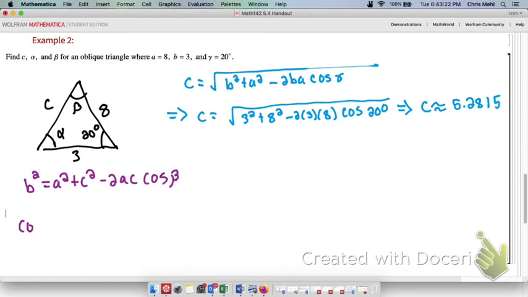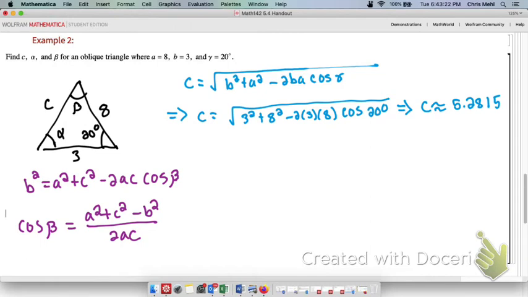Now, you can solve for cosine beta by subtracting A squared and C squared from both sides, and then dividing by minus 2AC. What you end up getting is A squared plus C squared minus b squared all over 2ac. Sorry, ac. My bad. So you start by subtracting a squared and c squared on both sides and dividing by minus 2ac.